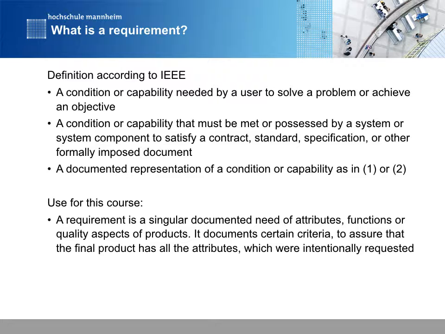So this is very generic. So I would propose to use the last one, which I wrote here. A requirement is a singular documented need of attributes, functions, or quality aspects of products. It documents certain criteria to assure that the final product has all the attributes which were intentionally requested. What does that mean? So that means that you should actually describe everything that you expect about your software in some kind of documentation.